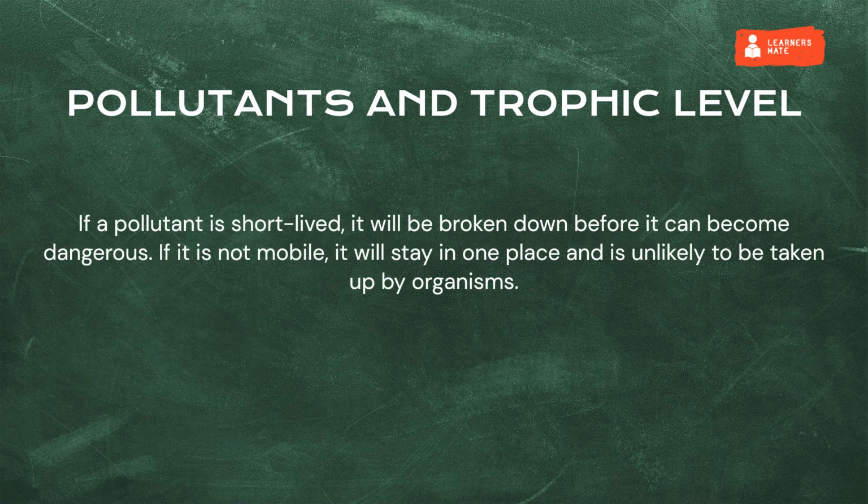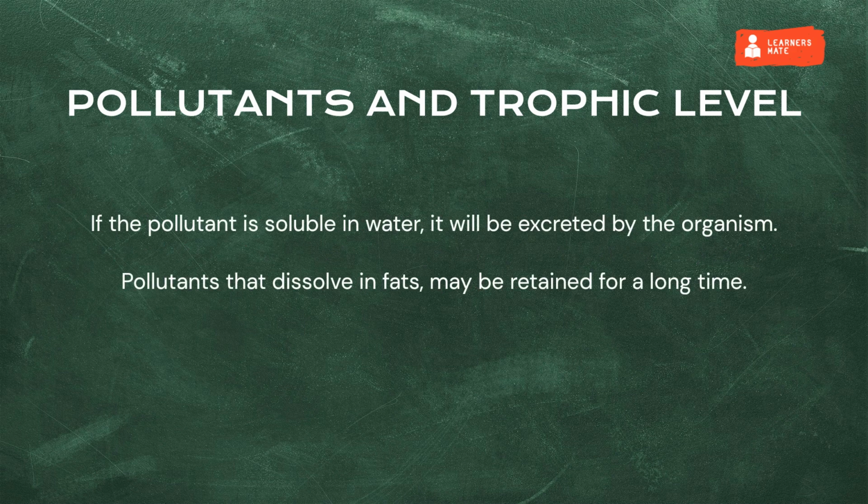If a pollutant is short-lived, it will be broken down before it can become dangerous. If it is not mobile, it will stay in one place and is unlikely to be taken up by organisms. If the pollutant is soluble in water, it will be excreted by the organism. Pollutants that dissolve in fat may be retained for a long time.